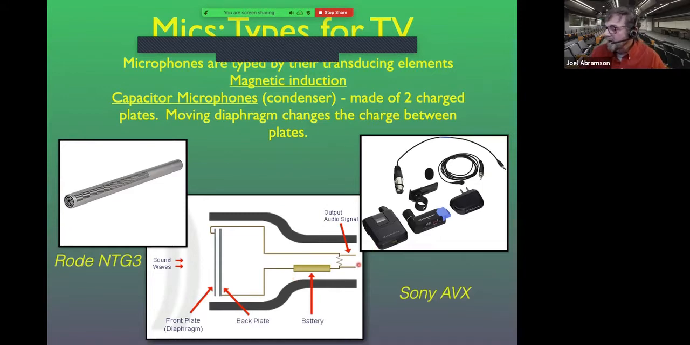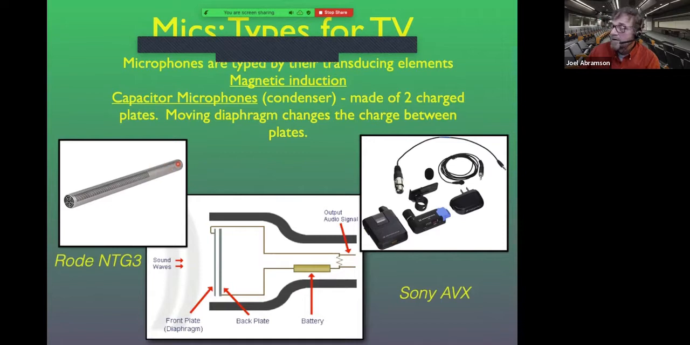So the signal comes out here. Notice too that there is a battery. To make the capacitor microphone work, there has to be a battery involved. It needs some sort of charging, some sort of electricity. So in our lavalier mic, we have a battery, and in our shotgun mic, there might be a battery right here.